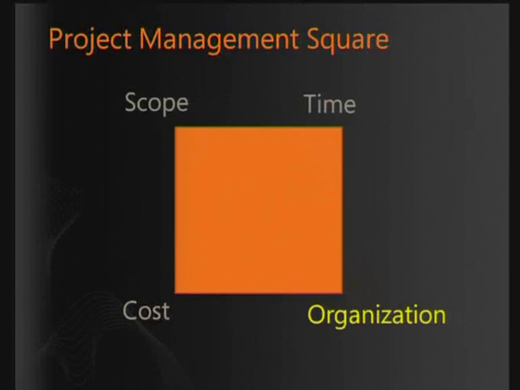Another way to look at it is to say, we have a project management square, correct? And the fourth constraint is the organization. How do we shape the organization? Where are the people who drive various processes? What are they responsible for? What are the decision-making processes? And so on and so on.